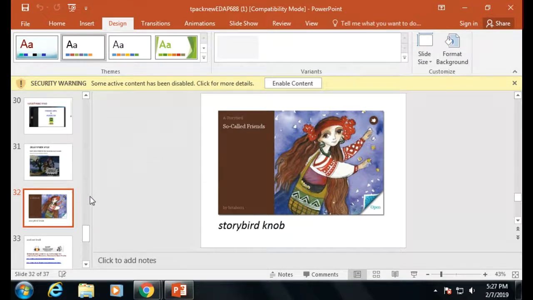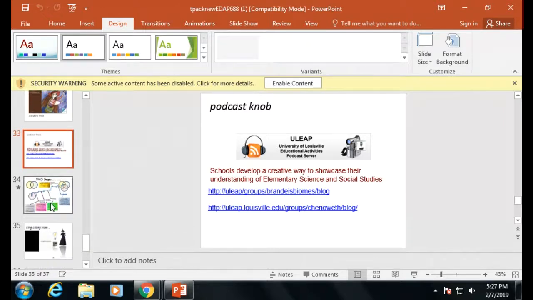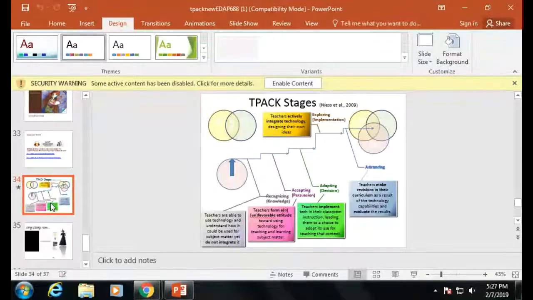I've worked with lots of librarians with Storybird and kids making their own books. And then the librarian would print off the best and they kept them in a special section in the library for kids' work. Good stuff. We're not going to talk about podcasting. We're going to jump to this.